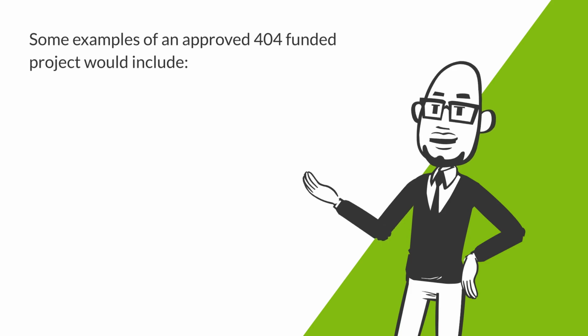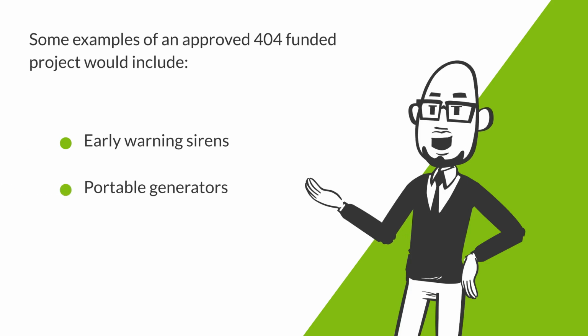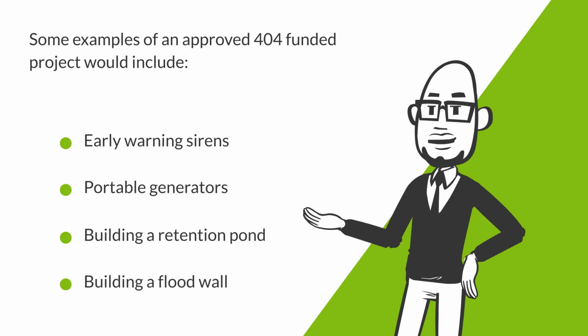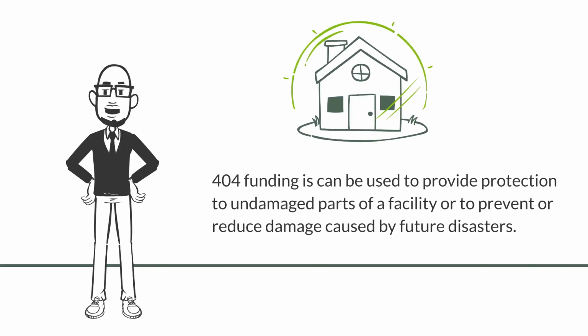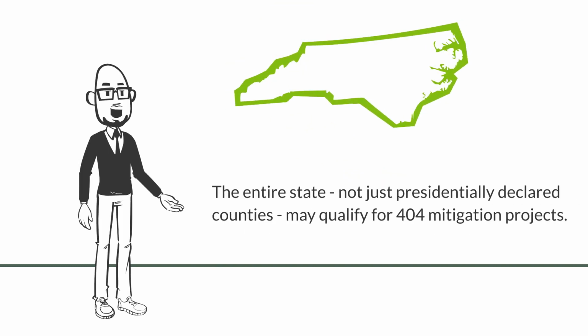Some examples of an approved 404 funded project would include early warning sirens, portable generators, building a retention pond, or building a flood wall. 404 funding can be used to provide protection to undamaged parts of a facility or to prevent or reduce damage caused by future disasters. The entire state, not just presidentially declared counties, may qualify for 404 mitigation projects.